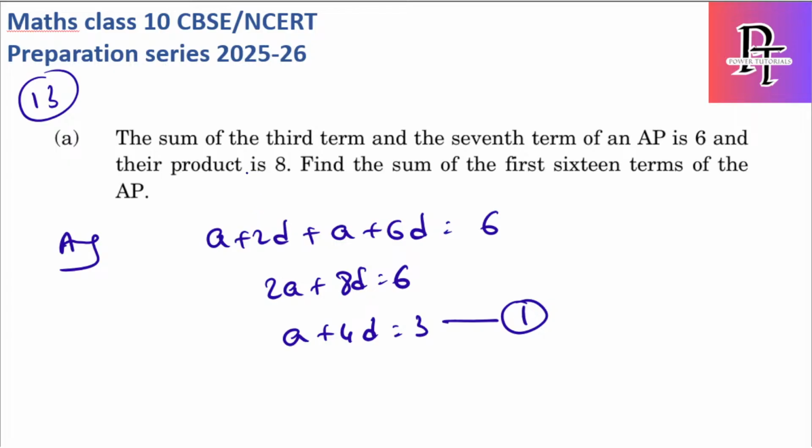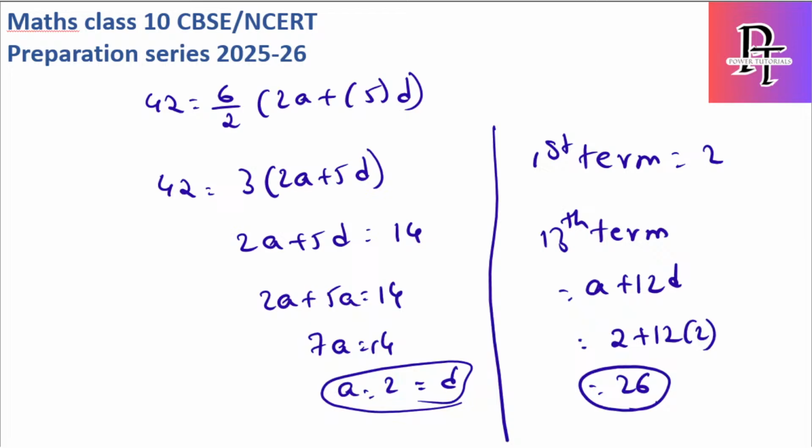The product is 8. I think we already solved the same question. Let me just cross verify whether you solved this question. a plus 2d plus a plus 6d is 6.